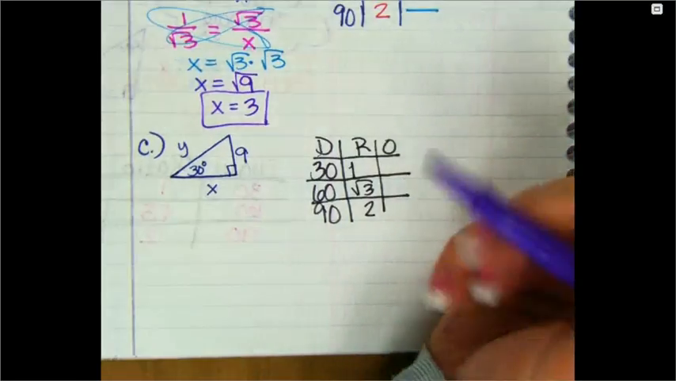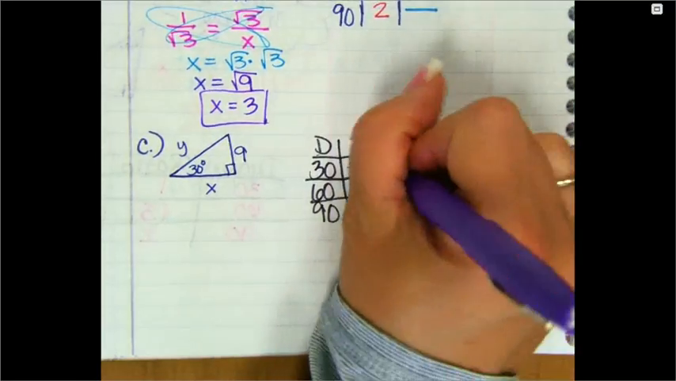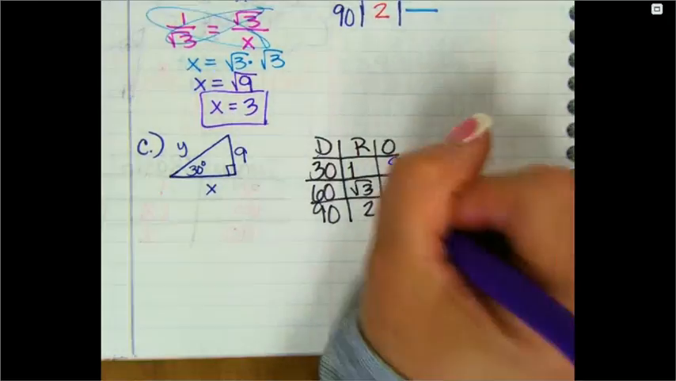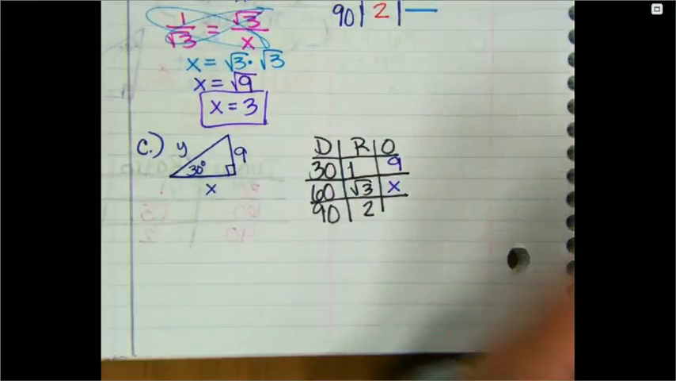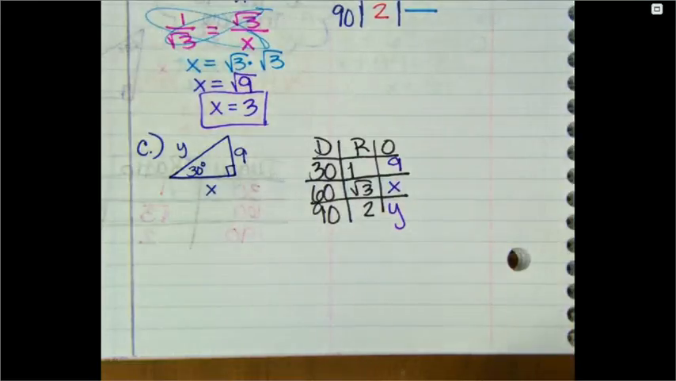Opposite, this is where you actually look at the triangle. Opposite of 30 degrees is what? 9. Opposite of 60 degrees? X. Opposite of 90 degrees? Y. Got it? Okay, now here comes the solving.